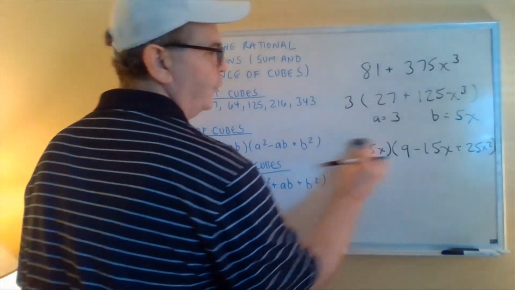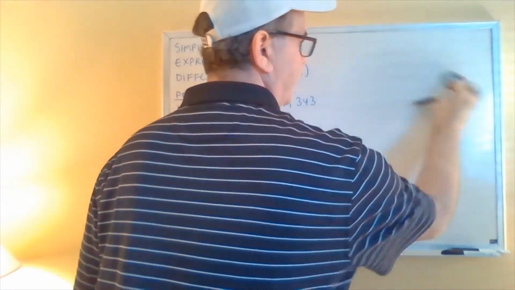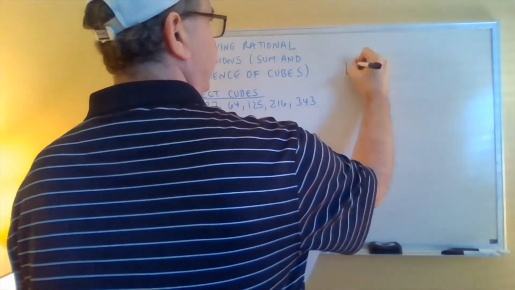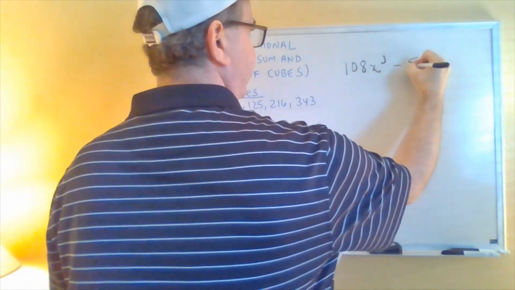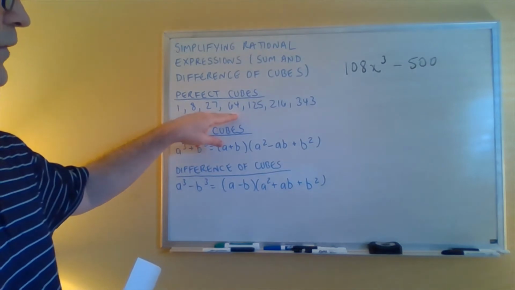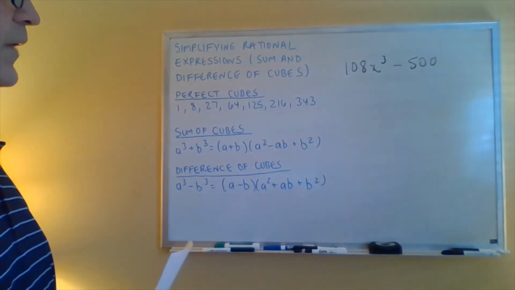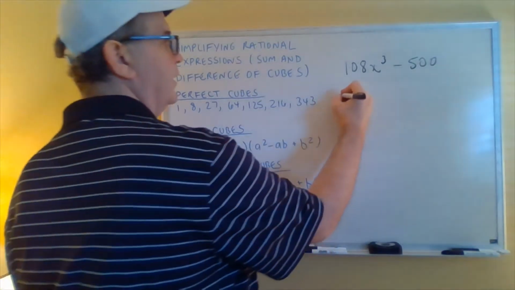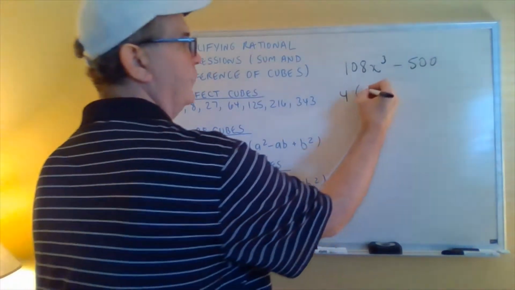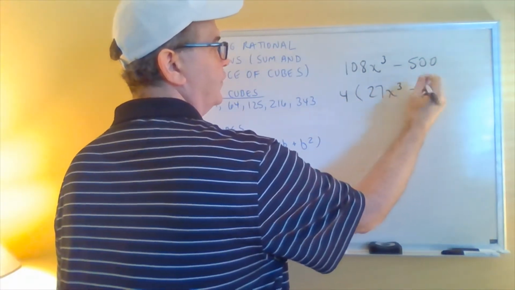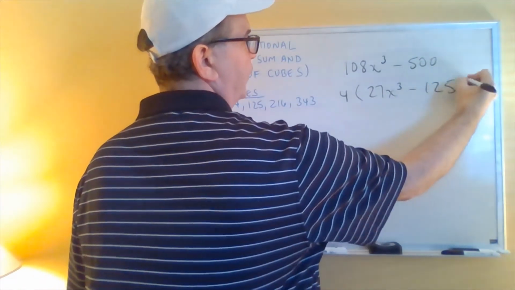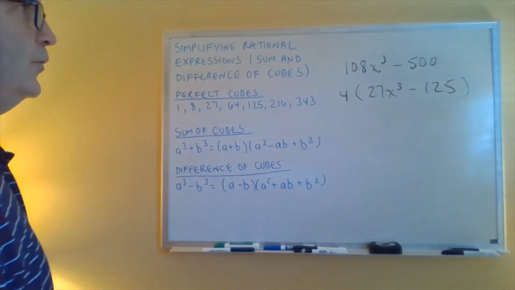Let's go through one more example, and then we'll apply this using rational expressions. About 108x cubed minus 500. So neither 108 nor 500 are on our list of perfect cubes, so we need to factor out our greatest common factor. Again, I did that off camera, and it was 4. When we factor 4 out of 108, we get 27x cubed. And when I factor 4 out of 500, I get 125. So those numbers should look a little bit familiar from our first example.